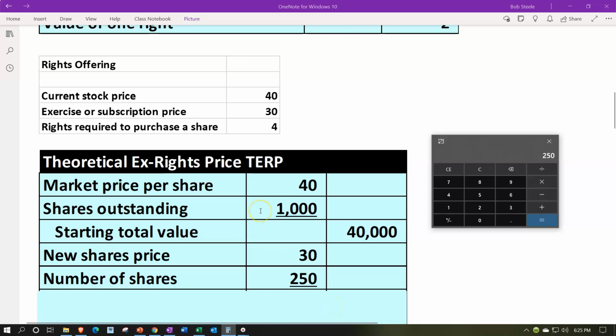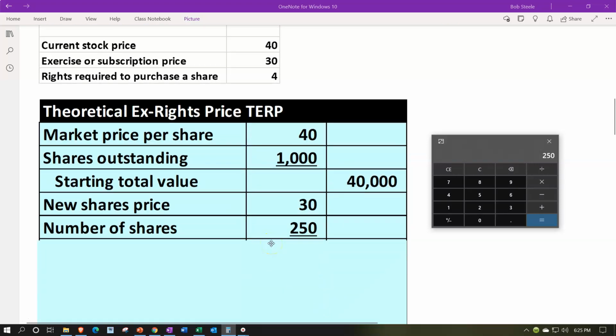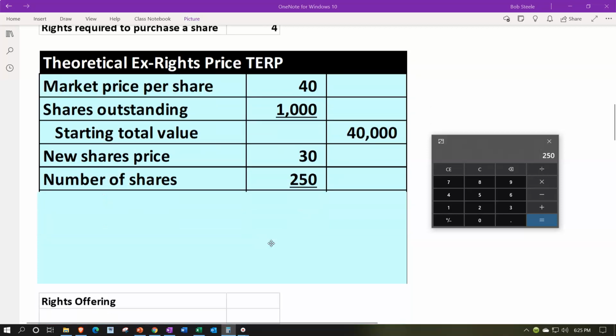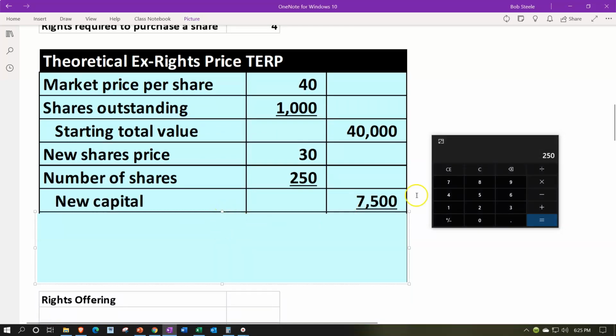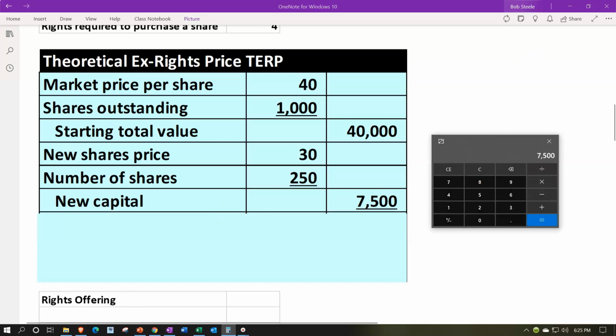So there were 1,000 shares. Now there's going to be 250 more shares. You can see what happens there. If there are more shares on the market, you can think about what happens to percentage ownership, the portion of the stock that you own. But we can then multiply that out. The 250 times the $30 is 7,500. So that means the company itself, because the company is the one that issued the stock, is going to get another 7,500.